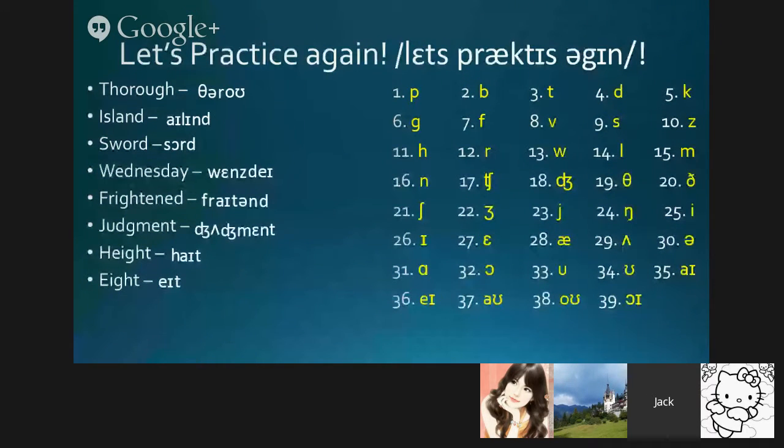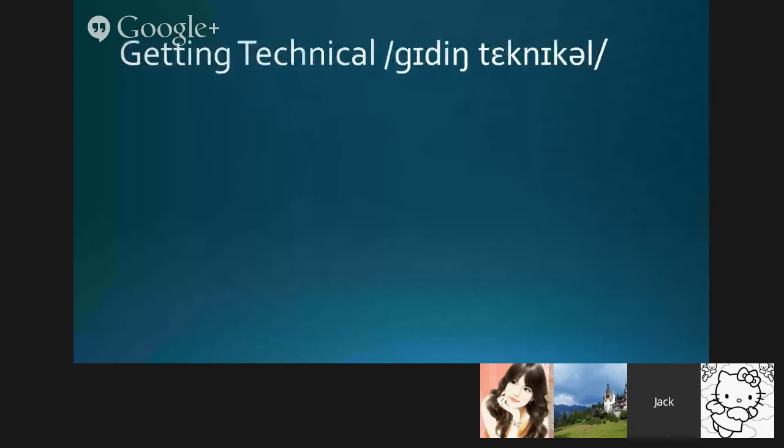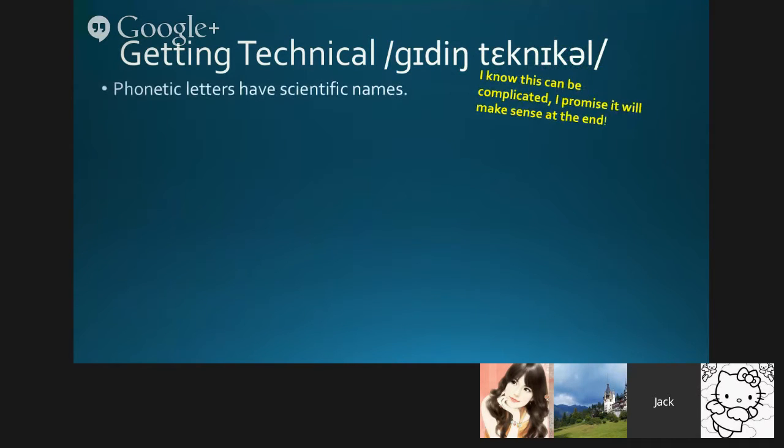So now I'm going to get a little technical, and I hope that you all stay with me while I'm explaining this. It is a little complex, but I swear at the end of this, it will all make a lot more sense, and it will all help your pronunciation quite a bit. So please stick with me.